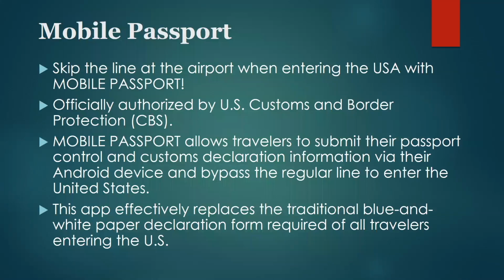So what happens is that you skip the line at the airport when entering the USA with your mobile passport. It's officially authorized by U.S. Customs and Border Protection. It allows travelers to submit their passport control and customs declaration information via their Android device and bypass the regular line to enter the United States. So it effectively replaces the traditional blue and white paper declaration form required of all travelers entering the United States.